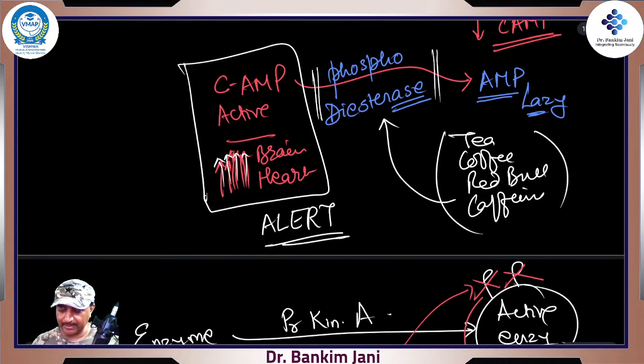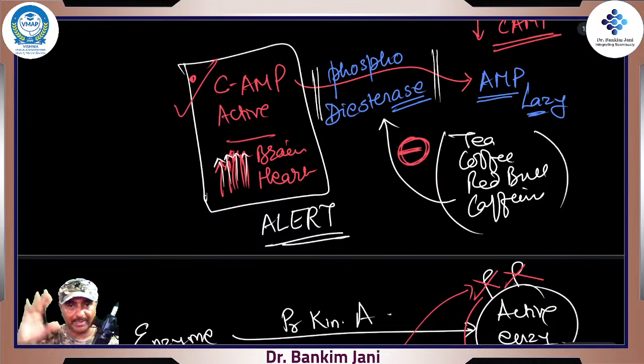This phosphodiesterase enzyme is inhibited by tea, coffee, all those Red Bull, caffeines, etc. So when cyclic AMP was there, things were active. Now not, right? It becomes lazy.